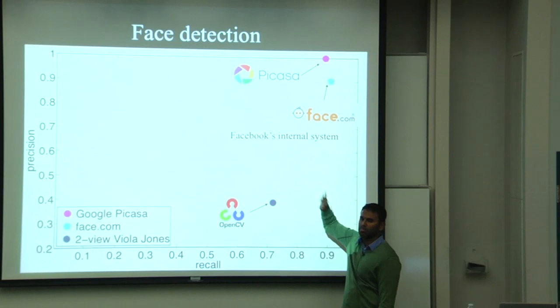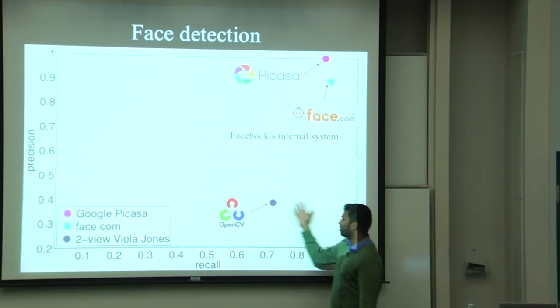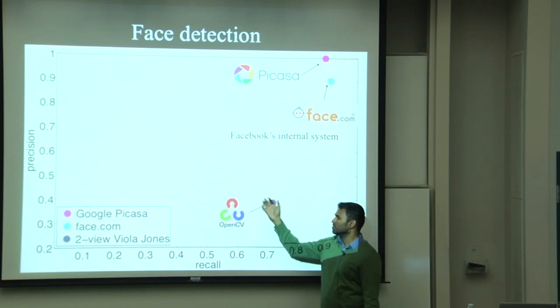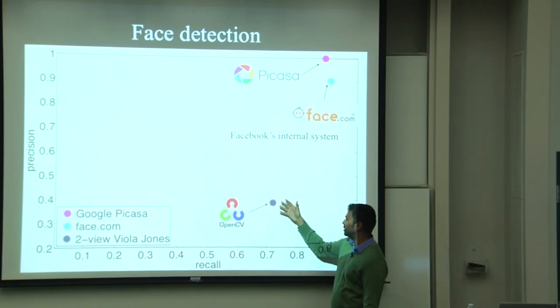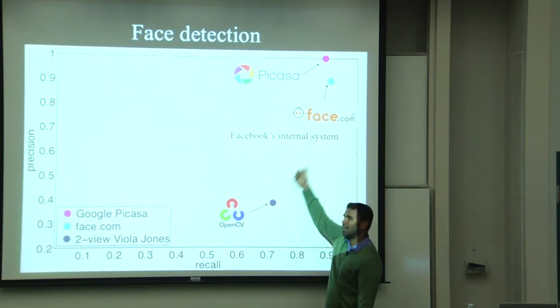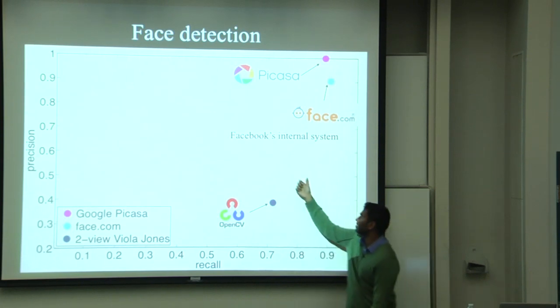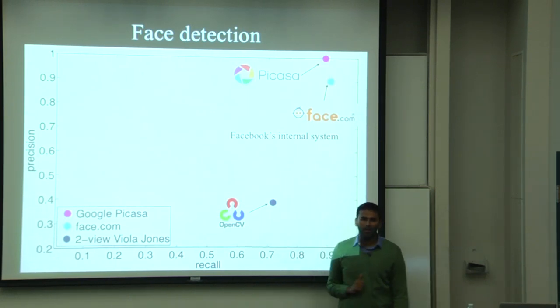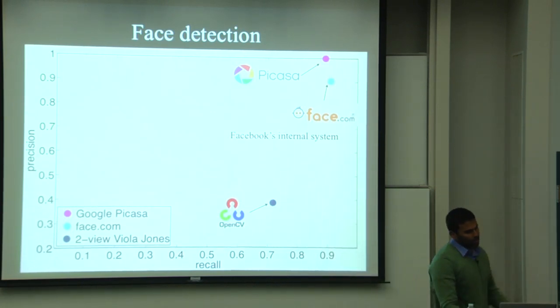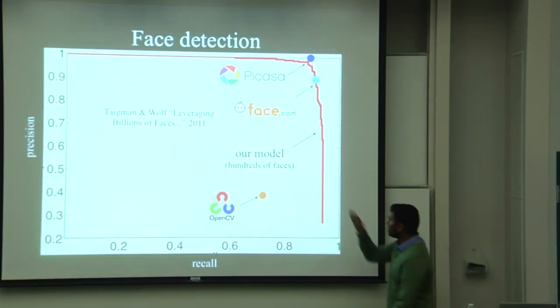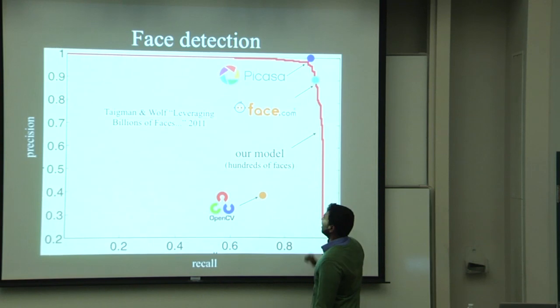We can make guesses. But maybe one interpretation is it's more or less the kinds of architectures that have been developed in vision over the past 20 years, but maybe just scaled to have much more training data and much more training time. So that's one hypothesis, that this is what, let's say, big data gives you. So if you run our system, it ends up doing pretty well.